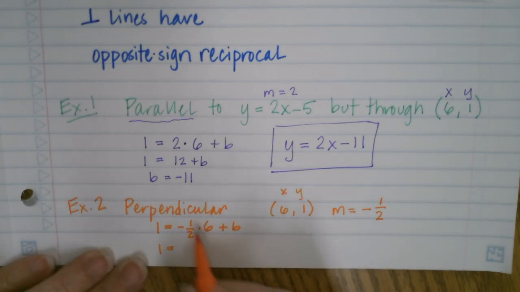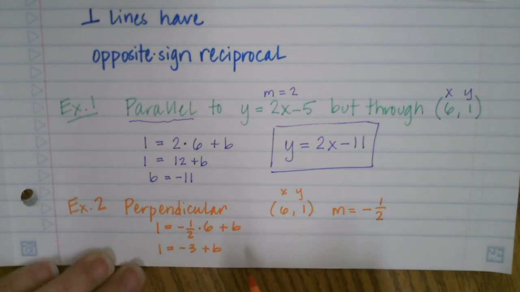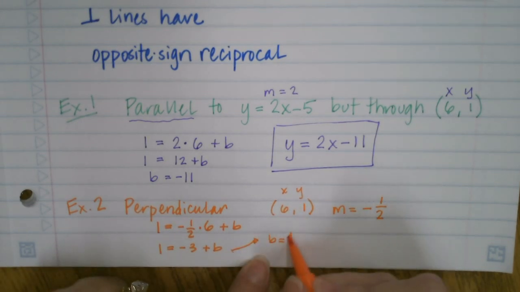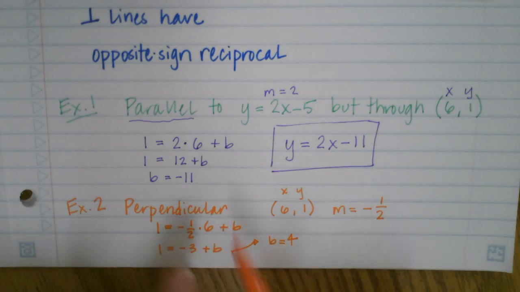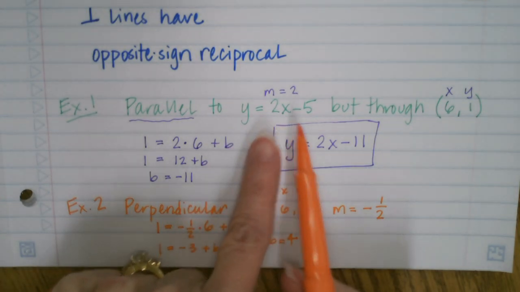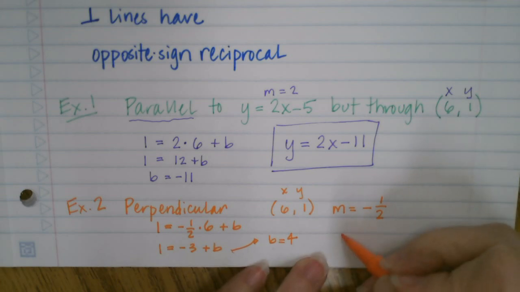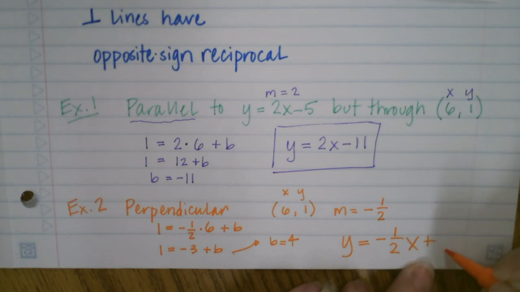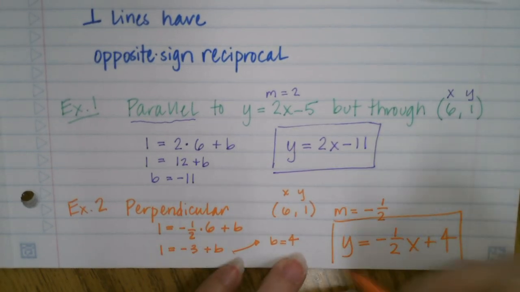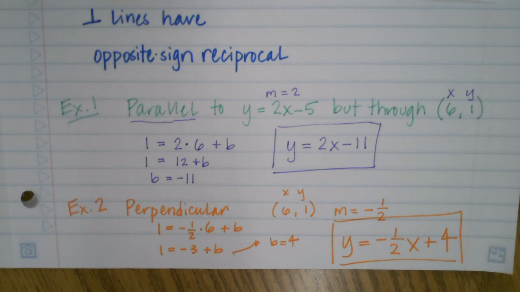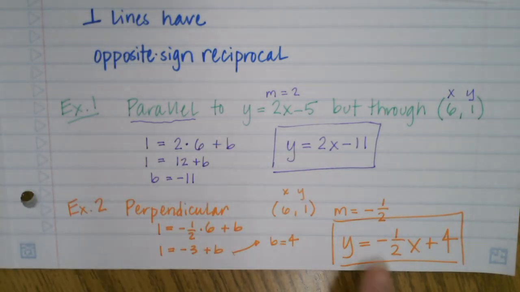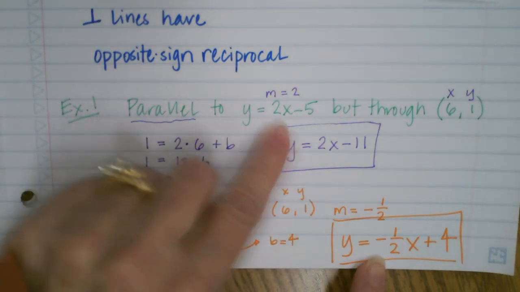So this is 1 equals, so half of 6 is 3, but it's negative. Kind of running out of room here. So we would say that b is 4. So the line that's perpendicular to this one going through this point is the line y equals negative 1/2 x plus 4. So what I know about these three lines is that those two lines are parallel, and this one is not only perpendicular to that one, it's also perpendicular to that one.